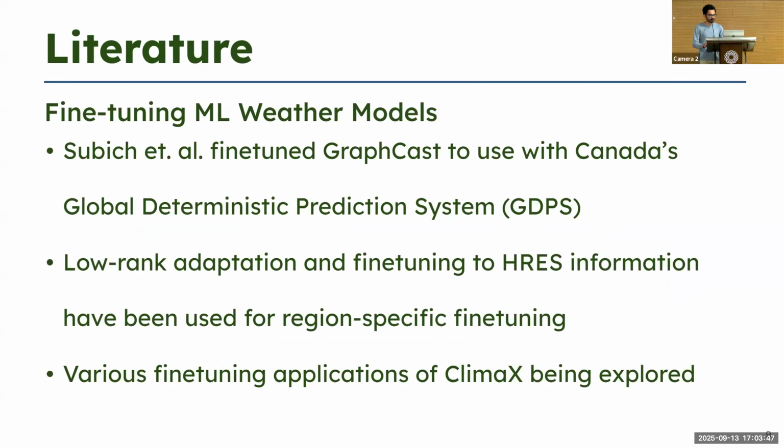Now, for fine-tuning weather models, there's been relatively little work more recently. For example, there was a work out of Canada which fine-tuned GraphCast to use with their analysis or prediction system. There's also been the exploration of low-rank adaptation and fine-tuning to HRES information that's been used for region-specific fine-tuning. And also, if you pick one model, there's the ClimaX model by Microsoft and UCLA that I think Aditya talked about yesterday, and various fine-tuning applications in various sectors are also being explored for that.